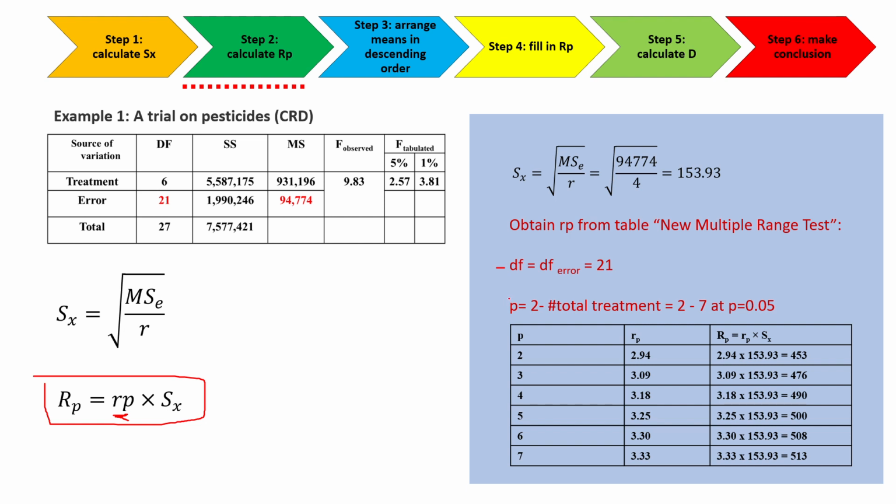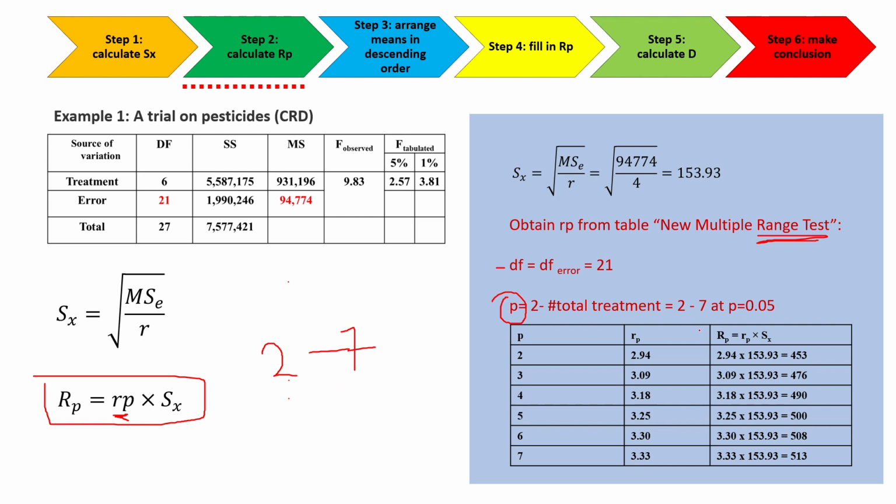So P over here is actually a range. That's why it's called range test. So this range is from the lowest to the total number of treatments. So there are RS1 until RS6 plus a control. So you have 7 treatment groups. Therefore, the range will be from 2 to 7.